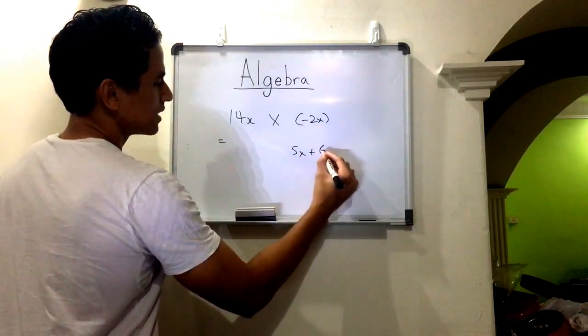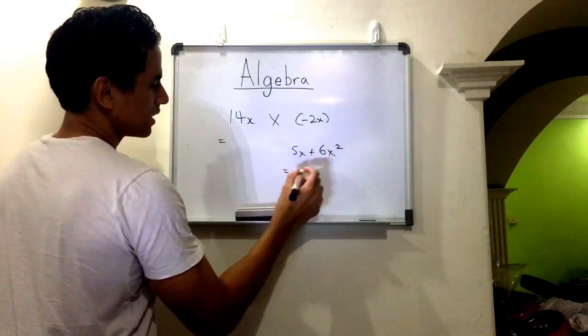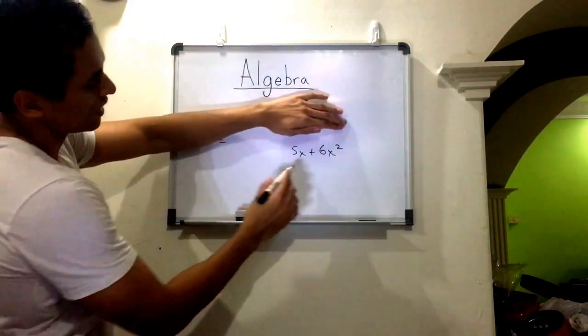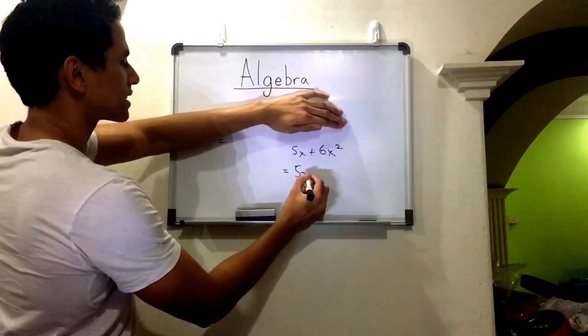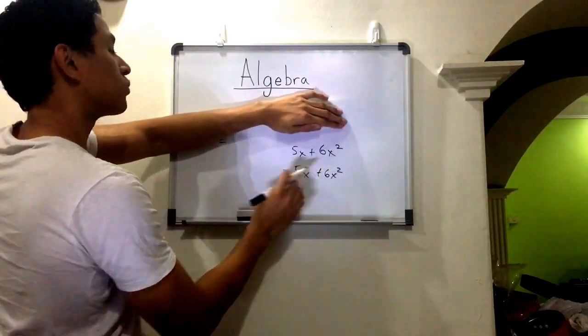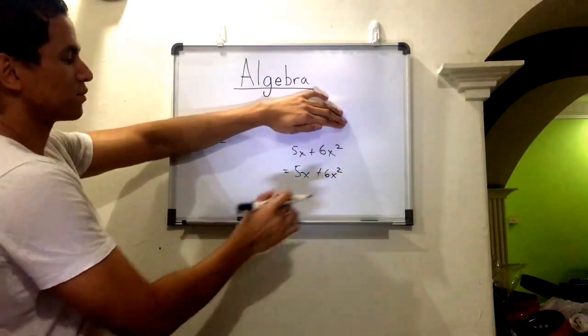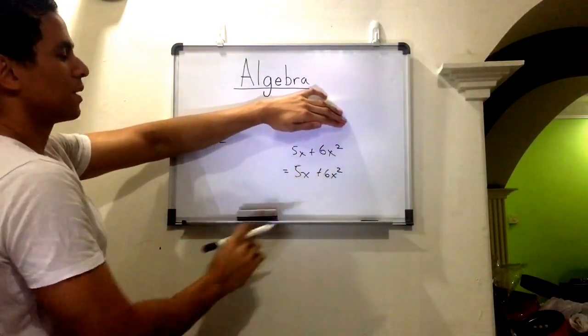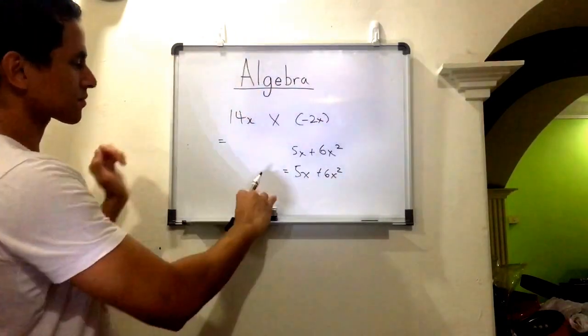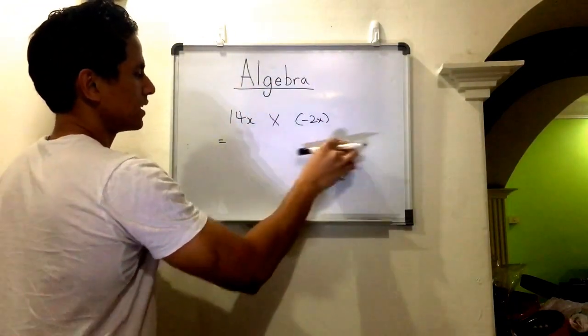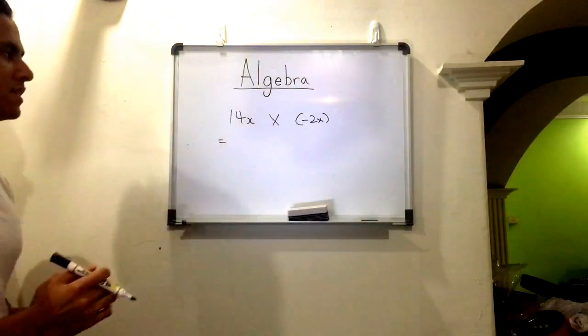If we had 5x plus 6x squared, this would just be 5x plus 6x squared. We cannot simplify it any further. This is as simple as it gets. We cannot touch these two, we cannot join these two, because they have different powers. Okay? But okay, back to our example here.